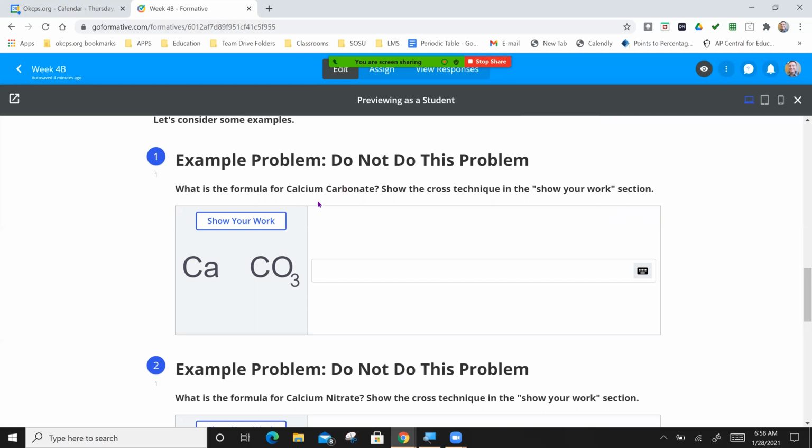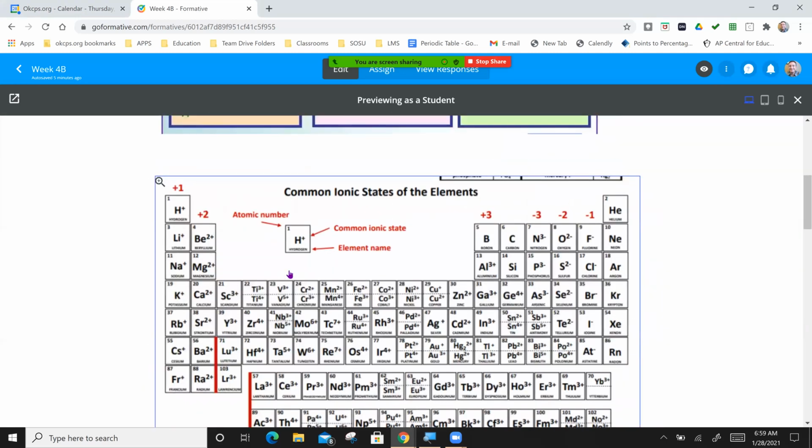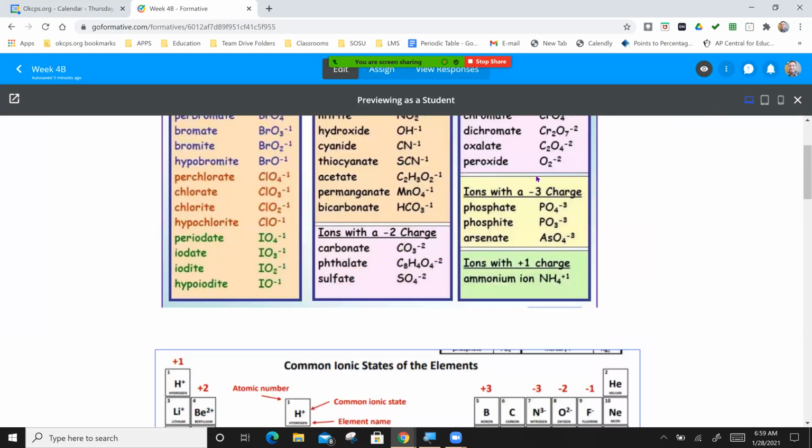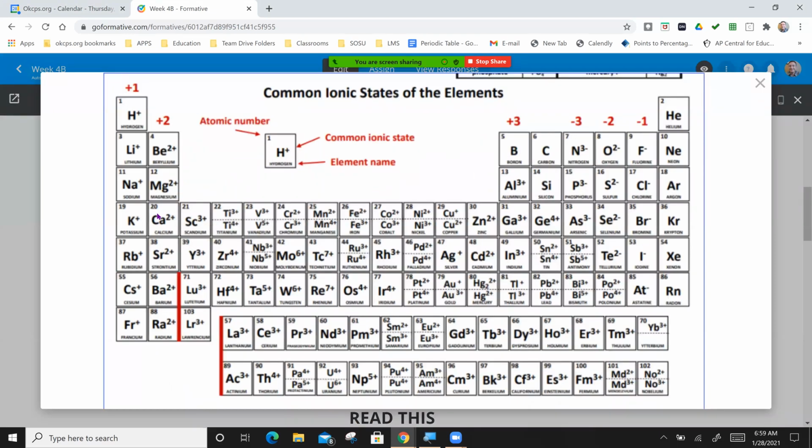So what we're looking for is calcium carbonate. And what we're going to need to know before we even show our work is the charge of calcium and the charge of carbonate. So let's go up to our list and find carbonate. And you will see carbonate is right here, CO3. All right, it's carbonate, CO3. And what is the charge? -2. So we're going to remember that. And then calcium, if we go to this one, we find calcium, and it is +2.